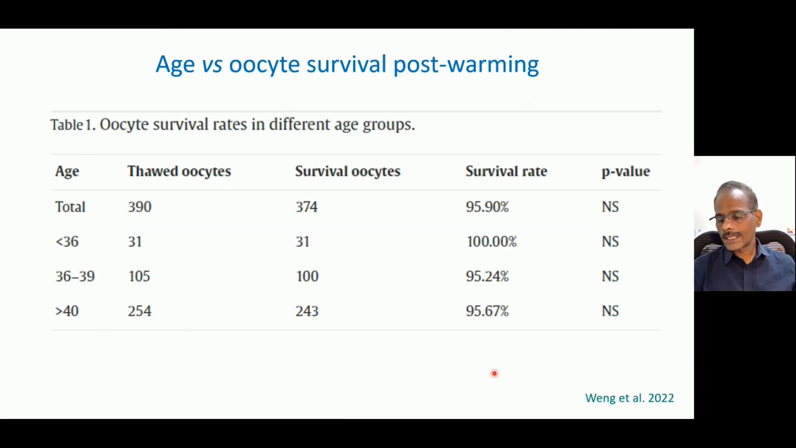Here is another recent study which looked at the oocyte survival rate with respect to different age groups. But interestingly, this study did not show any significant difference with respect to survival rate. They have done it in about 3 groups: less than 36 years, 36 to 39, and more than 40 years. And the survival rate is comparable, and there is not much of a difference.